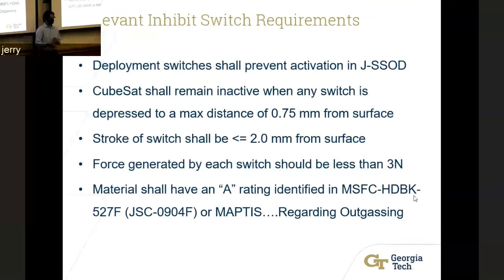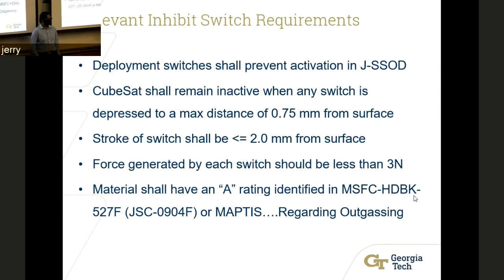So before getting into our design decisions for our inhibit switches, I just want to go over some of the requirements that we really had. Some of the requirements we had for the CubeSat, real quick. Some of them are pretty obvious, like making sure the deployment switches prevent activation, and additionally making sure the materials are appropriate to prevent any outgassing.